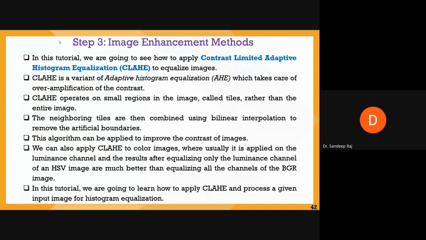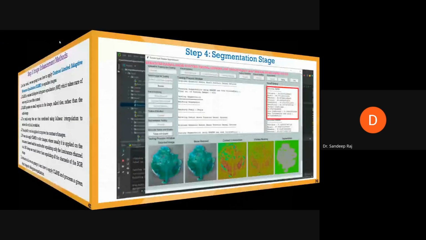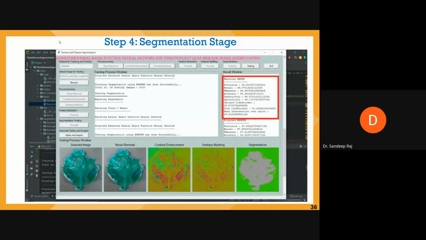Interpolation is a technique, interpolation and decimation. Basically, we are interpolating the different values, or in simple words, we are adding more values in between two discrete values to remove the artificial boundaries. This algorithm can be applied to improve the contrast of an image. We can also apply the CLAHE method to color images for better observation and improving the quality, contrast or brightness of the image.